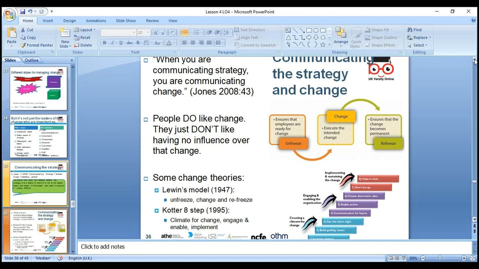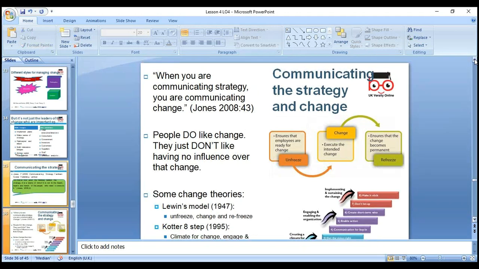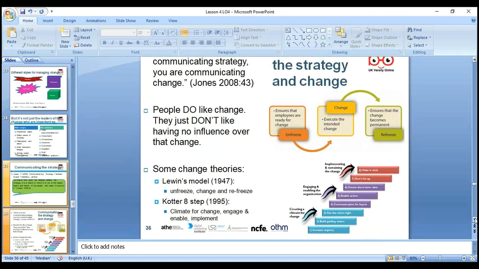So for change purposes, we need to focus on communication strategies as well. When communicating strategies, you are communicating change. People like change or people don't like change, so ensure the employees are ready to change: unfreeze, change, execute the intended change, and ensure the change becomes permanent. This is all according to Lewin. We also discussed Kotter in the previous lecture, the climate of change, and we need to engage the people. We need to make sure the people are engaged in the organization for the change.